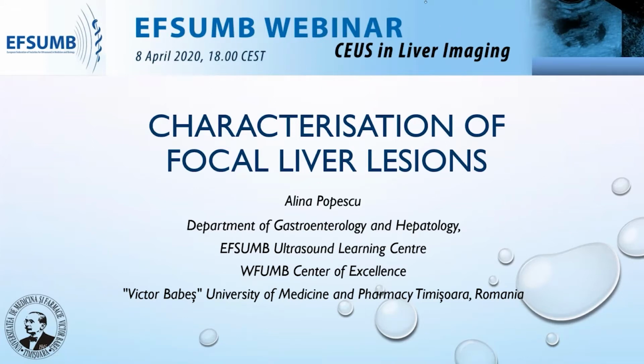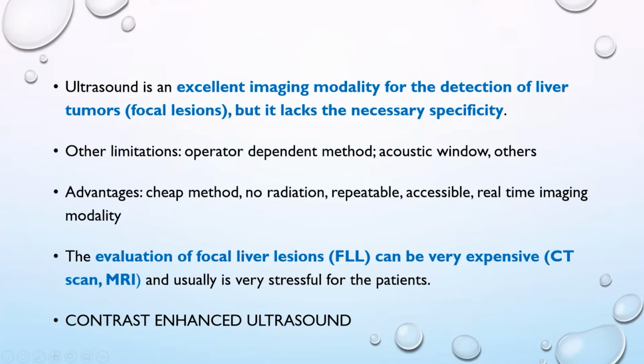It is my task now to talk about a different approach. I'm not going to talk about liver metastasis or about HCC, but I'm going to talk a little bit about the characterization of focal liver lesions and mainly how to use it in clinical practice. One of the important aspects regarding ultrasound is that it's a very good imaging modality for detection of focal liver lesions. The problem is that it lacks specificity.